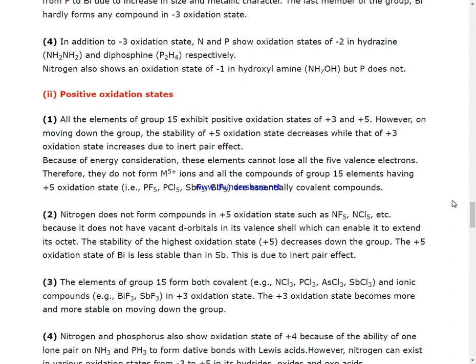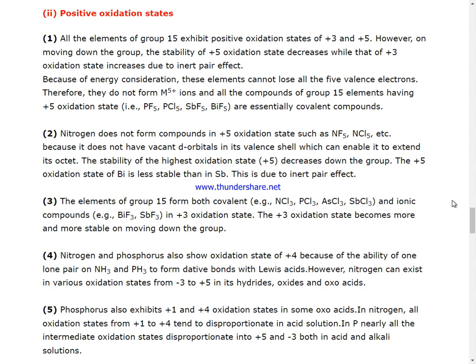Because of energy consideration, these elements cannot lose all the 5 valence electrons, therefore they do not form M5+ ions, and all the compounds of group 15 elements having +5 oxidation state, that is PF5, PCl5, SbF5, BiF5, are essentially covalent compounds. Nitrogen does not form compounds in +5 oxidation state such as NF5, NCl5, etc. because it does not have vacant d orbitals in its valence shell, which can enable it to extend its octet.